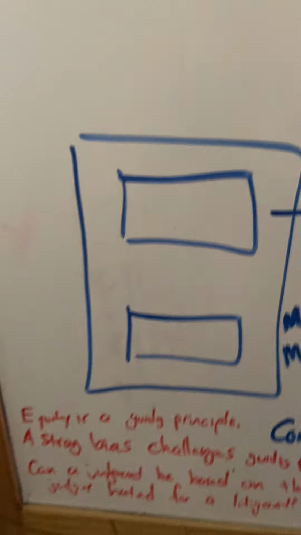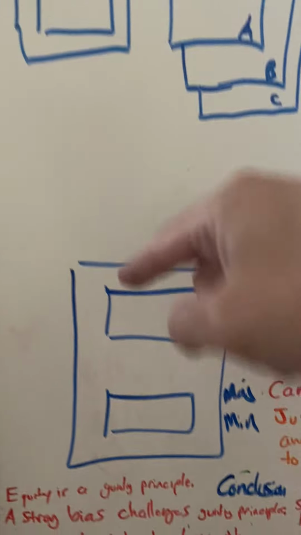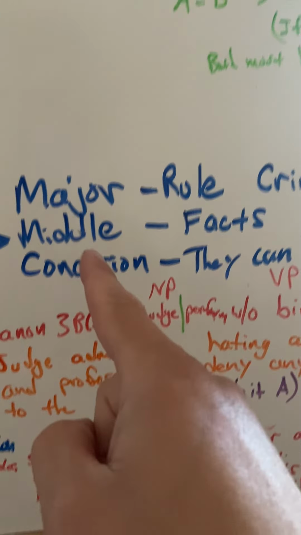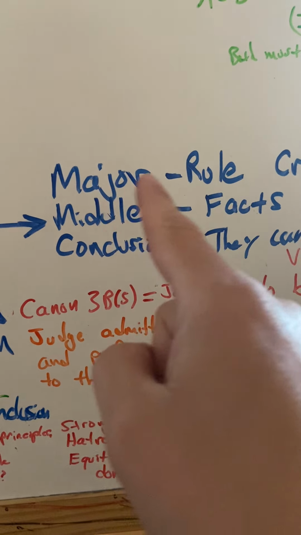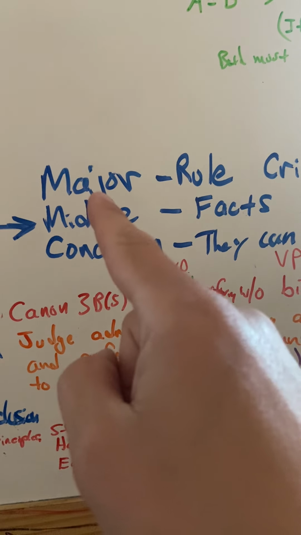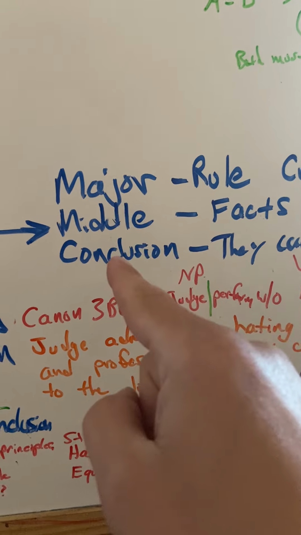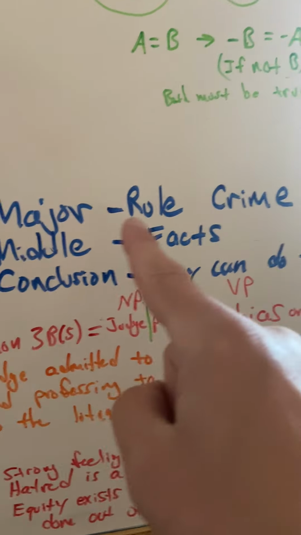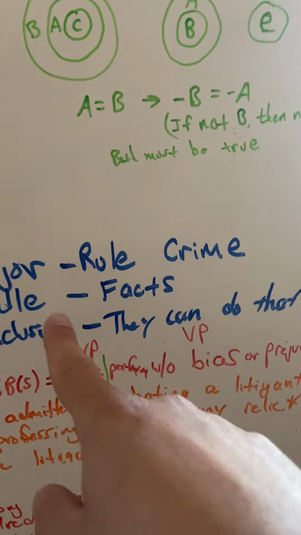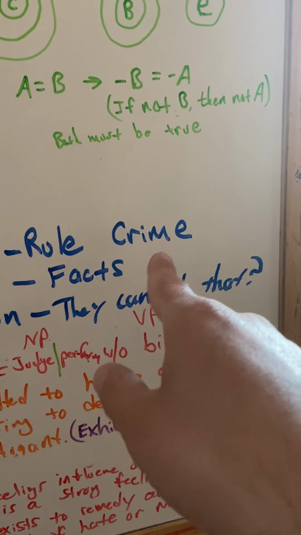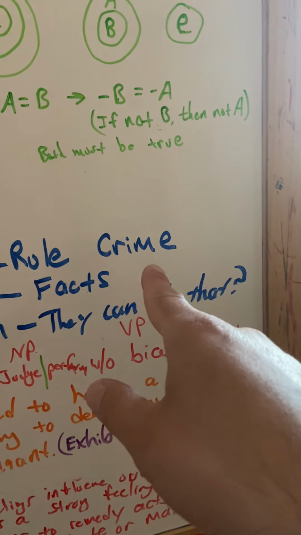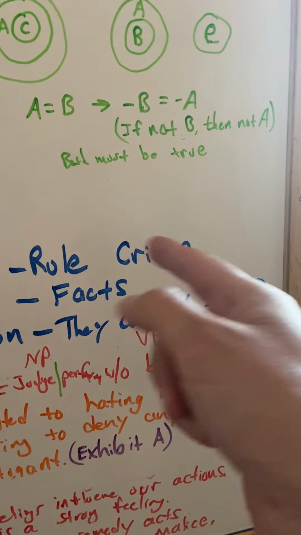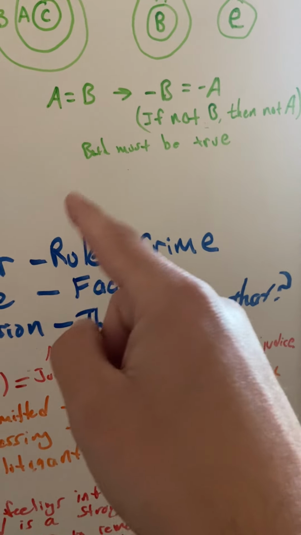Okay, now I want to get into these little boxes. Each of these little boxes has a structure to it. The first thing that you're going to write about is the major sentence, the middle, and then the conclusion. But the conclusion is a question. The major sentence has to do with a rule or a criminal statute. Judges either break rules or they break criminal statutes. Lawyers too, so you need to identify it and put it there.